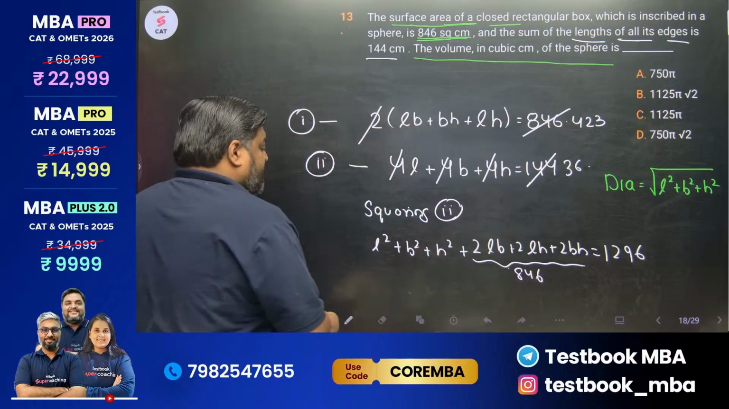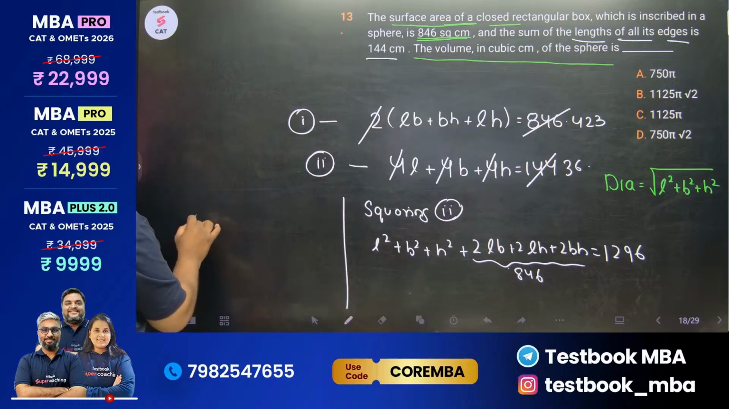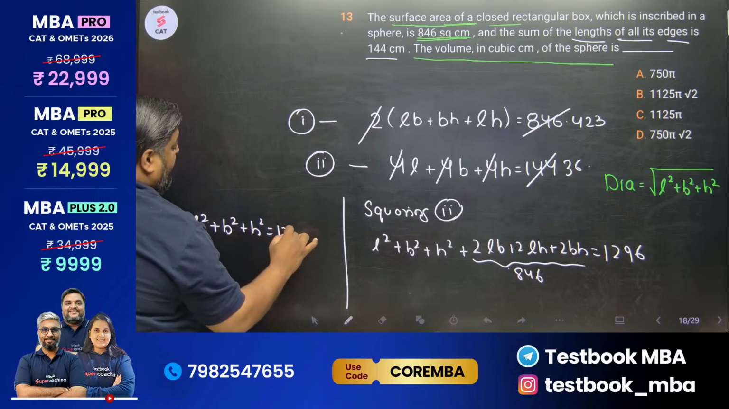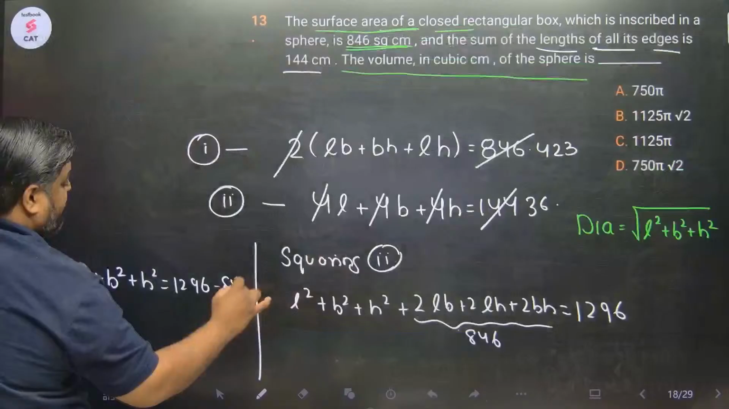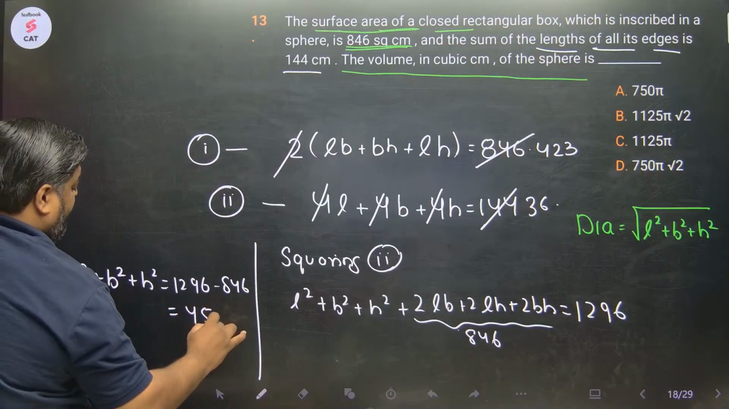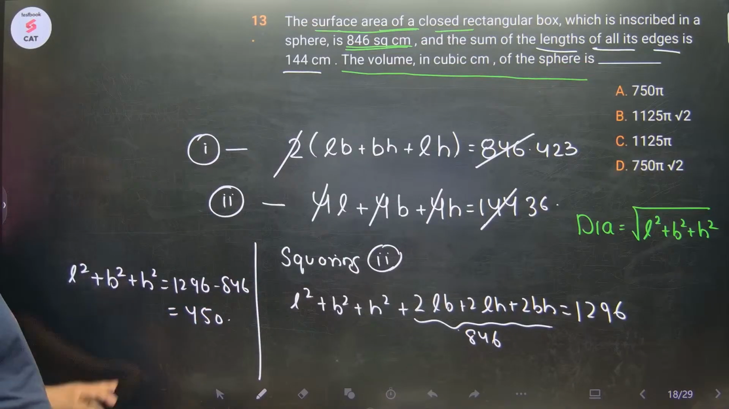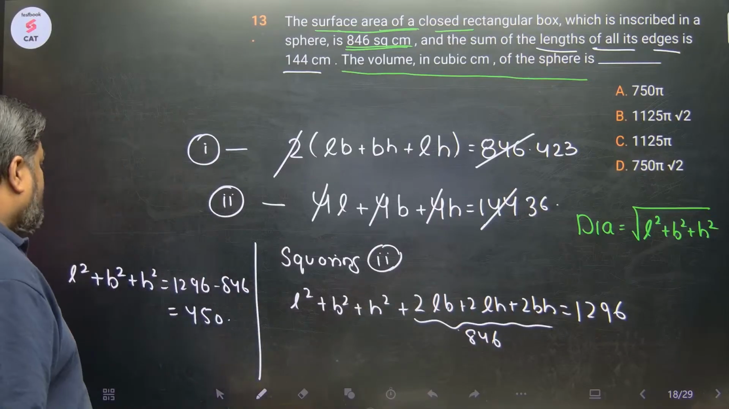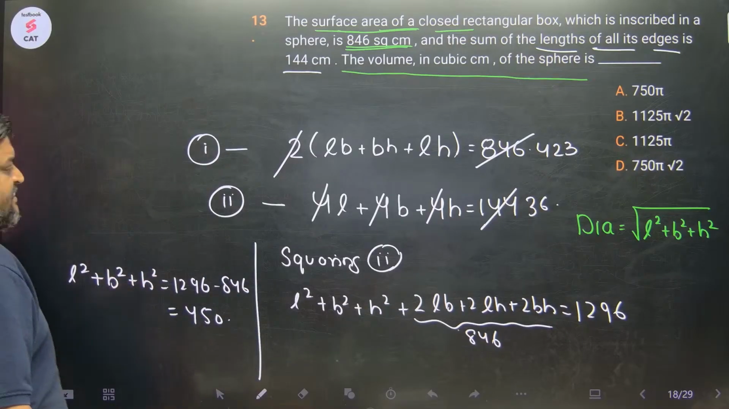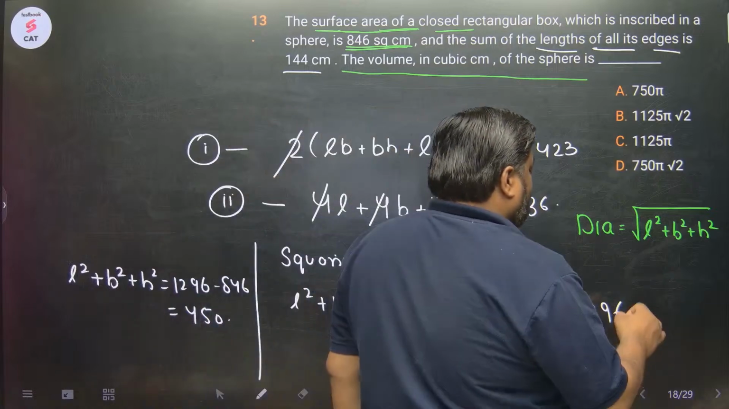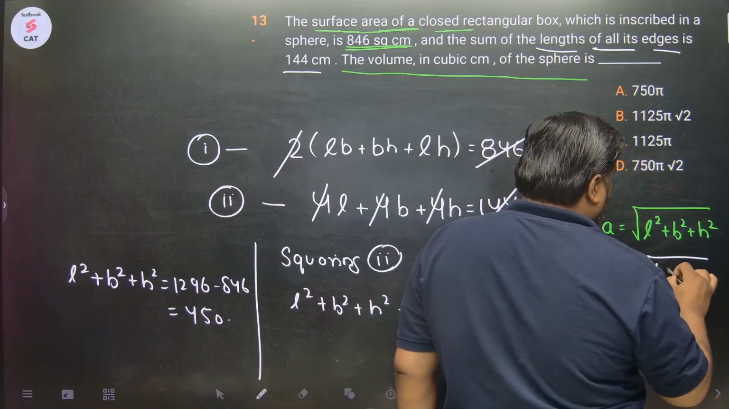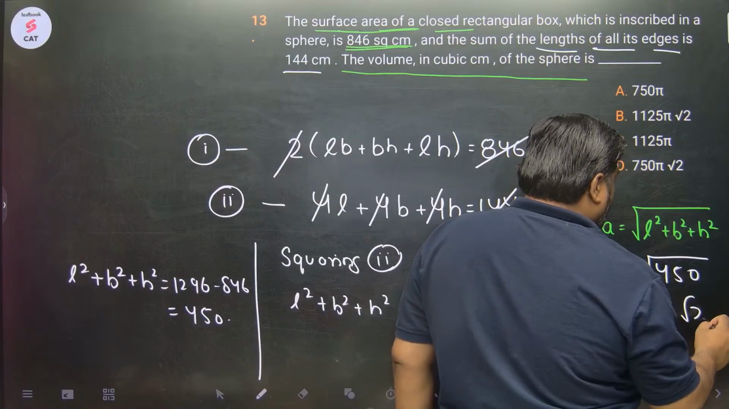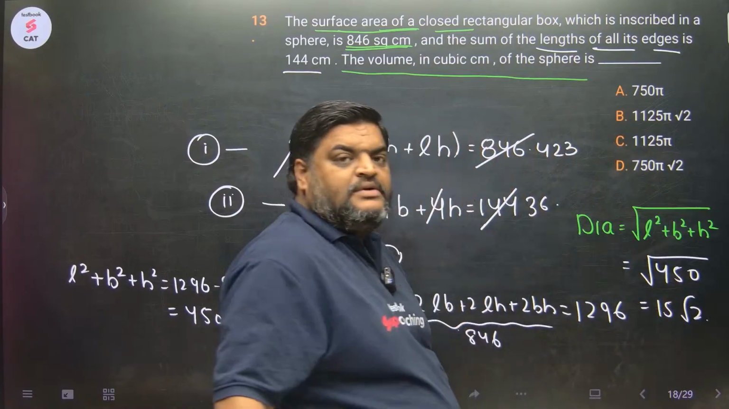So L square plus B square plus H square would be 1296 minus 846, 450. यही है ना? 12 minus 8 is 4, 96 minus 46 is 50, 450. तो मिल गया आपको L square B square H square. What is the diameter then? So diameter is square root of 450. 225 into 2, 15 root 2. Diameter is 15 root 2.